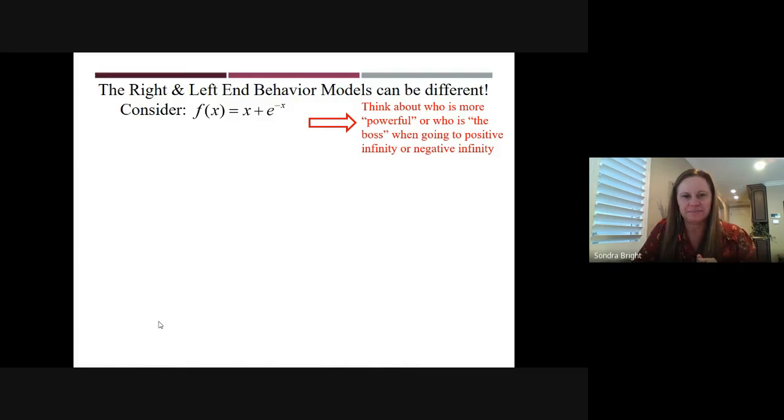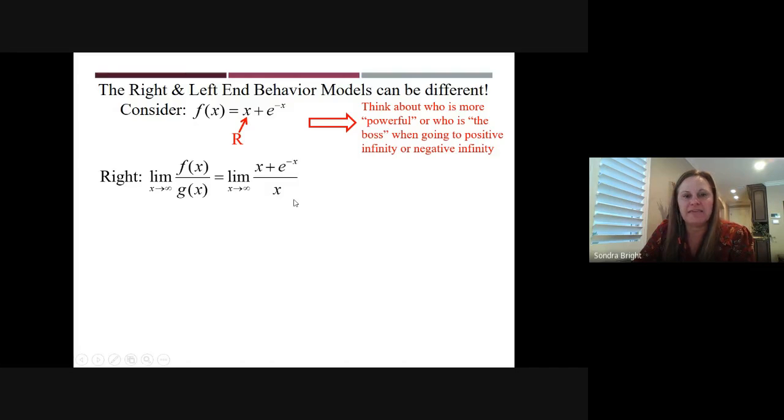Hopefully that makes sense. All right, so I'm going to show you how to do this analytically, as it's called when you're working it all out. I claimed that x is my right end behavior model, so let me prove it to you. Remember that to show it's the right end behavior model, you take the limit as x goes to positive infinity. My f of x is the whole thing, x plus e to the negative x, and then I'm going to divide it by x, since I'm claiming that x is my right end behavior model.